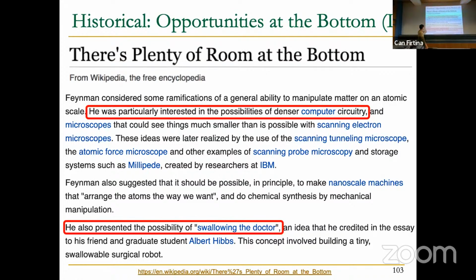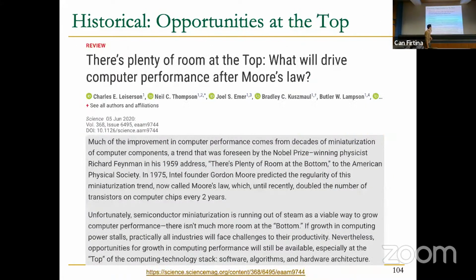He also mentioned this idea, right? The possibility of swallowing the doctor. So as you see, these ideas were first proposed in his speech in 1959, but are very much present in current science and even in industrial products these days.